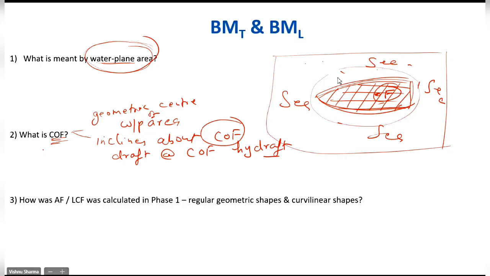How is LCF or AF calculated? You have already learned in Simpson's rules in phase 1, both for regular geometric shapes and curvilinear shapes. You used to take the first moment about the after perpendicular, divide by the area, and you get the LCF.